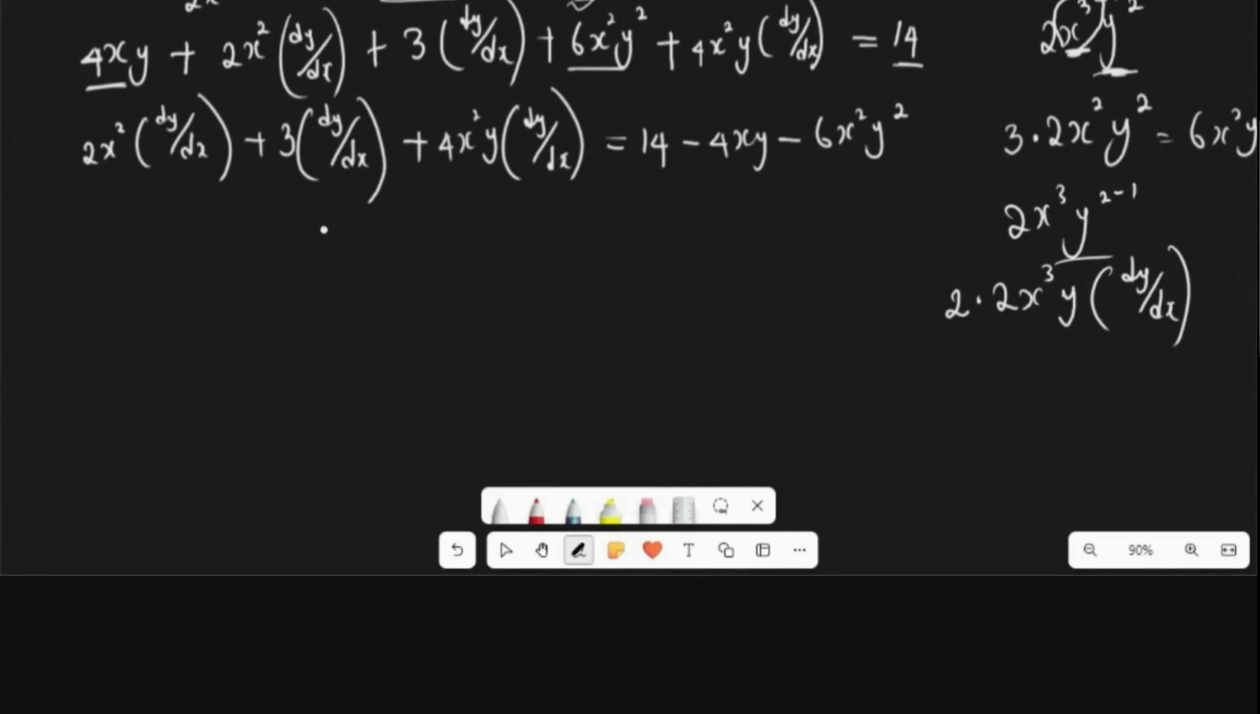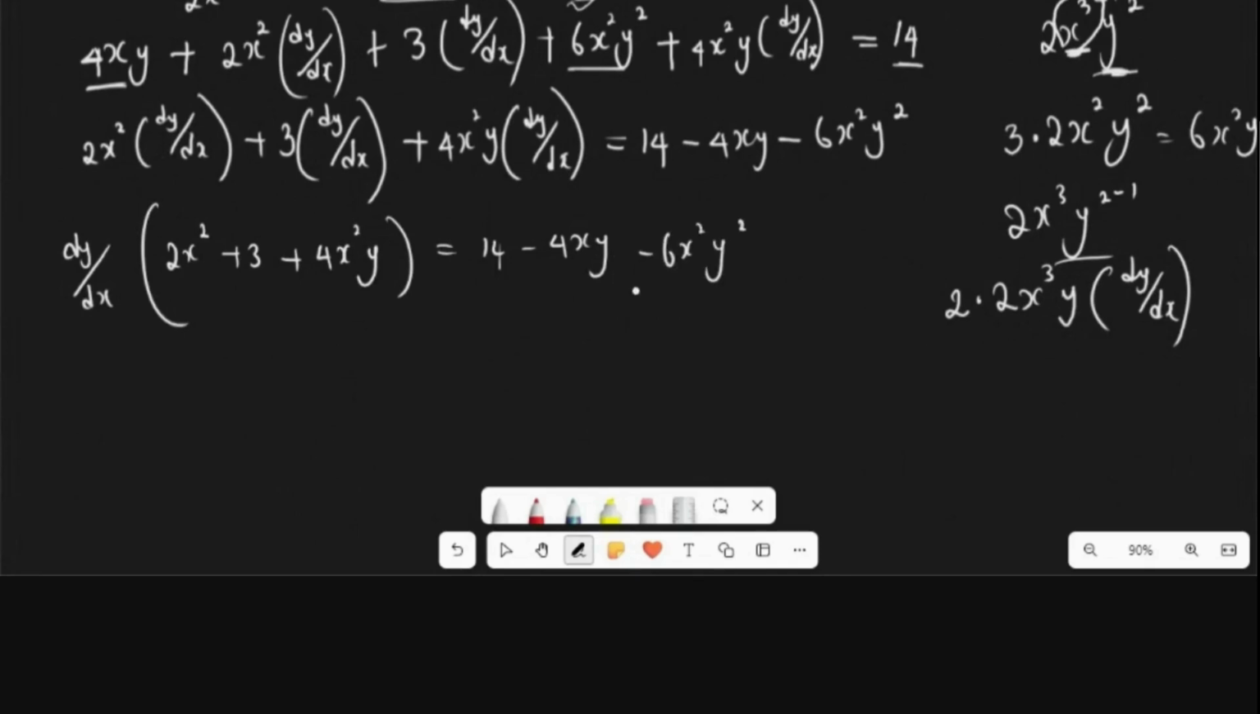Not yet. So the next step here is to simplify this. We can factor out the dy over dx, which is a common variable for everything. So you can bring your dy over dx. Open your parentheses now. So we have 2x squared plus 3 plus 4x squared y. Close it up, is equal to 14 minus 4xy minus 6x squared y squared.